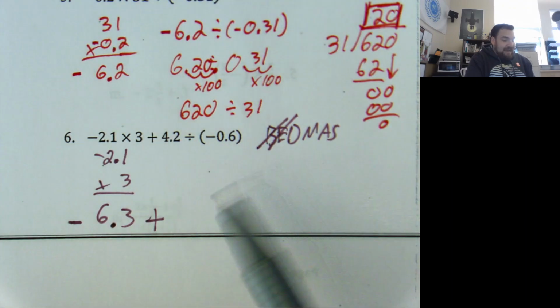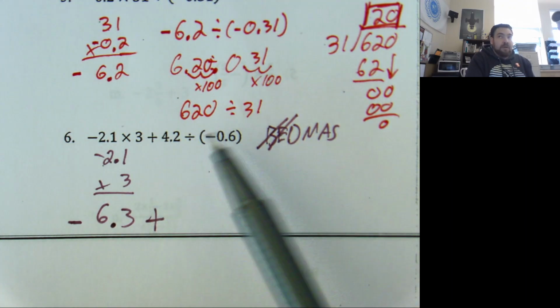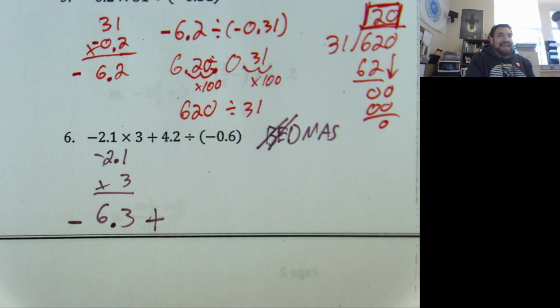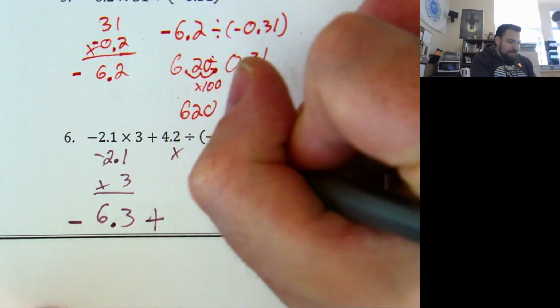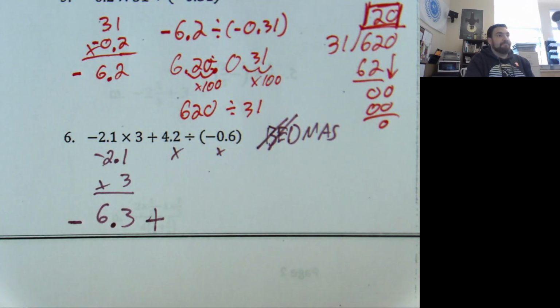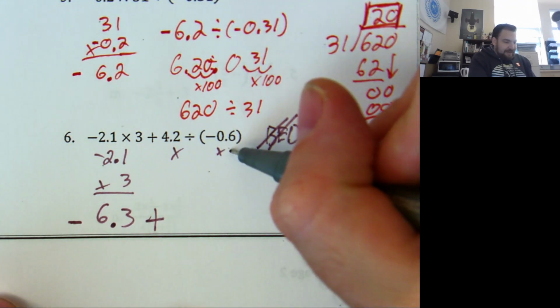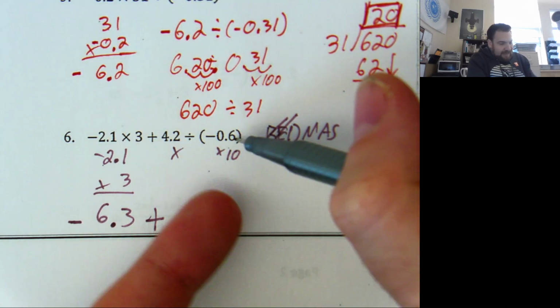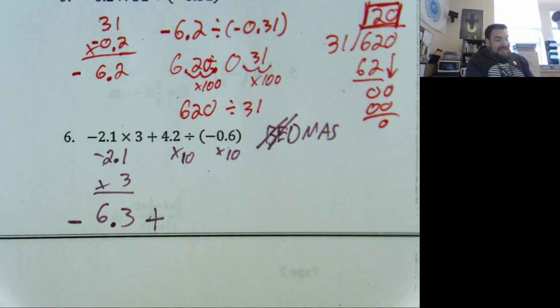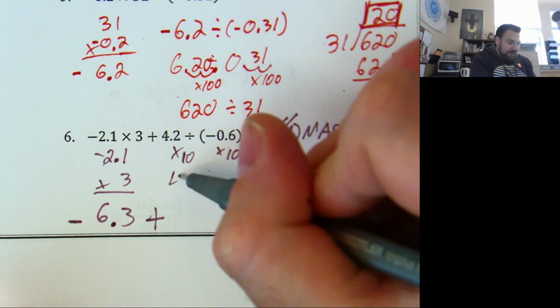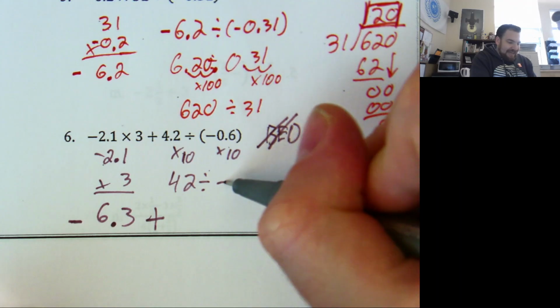To that, I'm going to add whatever result I'm going to get here. 4.2 divided by negative 0.6. Well, to do that division, I'm going to multiply both of these numbers by what? Who said that? You're right. I want to move the decimal place here once, so I want to multiply this guy by 10. Whatever I do to one, I have to do to the other. It just so happens to work out that this is going to now become 42 divided by negative 6.